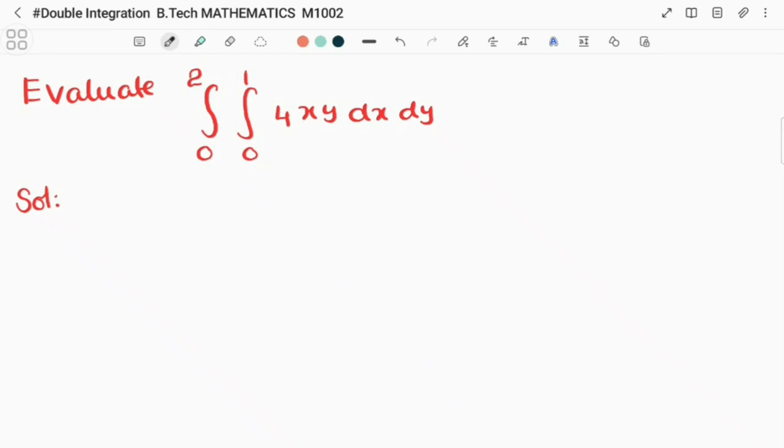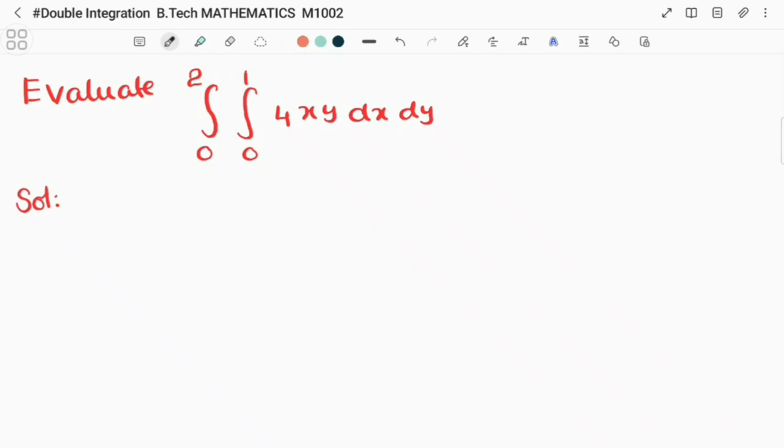Minimum 2 to 3 videos to get an idea on double integration or triple integration. Let us have a discussion. The first question, a double integration question I have selected: evaluate integral 0 to 2, integral 0 to 1, 4xy dx dy.